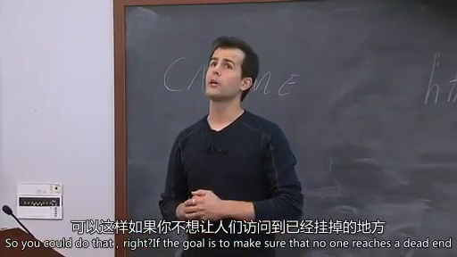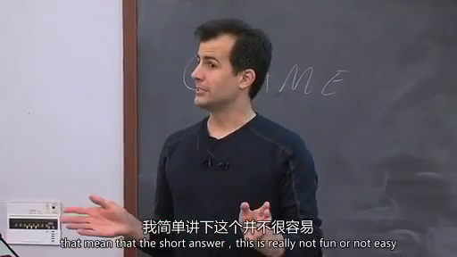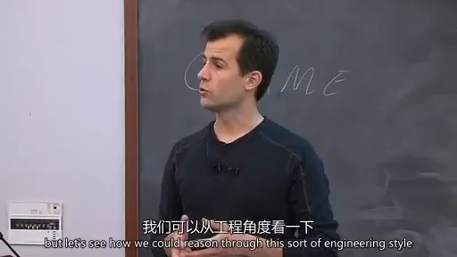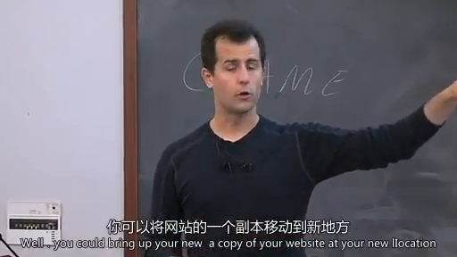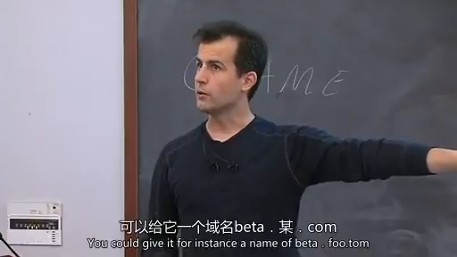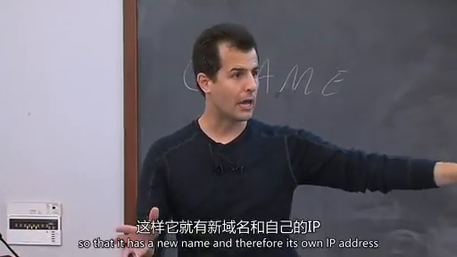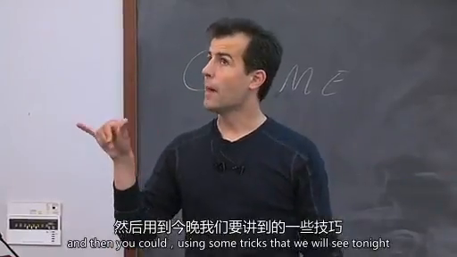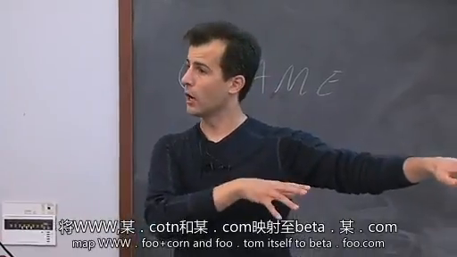If the goal is to make sure that no one reaches a dead end, I mean, the short answer is this is really not fun or not easy. But let's see how we could reason through this sort of engineering style. Well, you could bring up a copy of your website at your new location. You could give it, for instance, a name of beta.foo.com so that it has a new name and therefore its own IP address. And then you could, using some tricks we'll see tonight, map www.foo.com and foo.com itself to beta.foo.com.